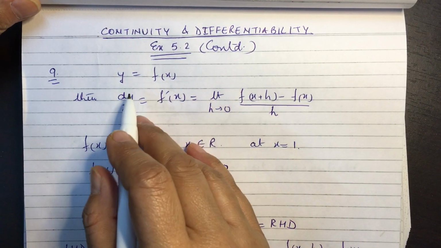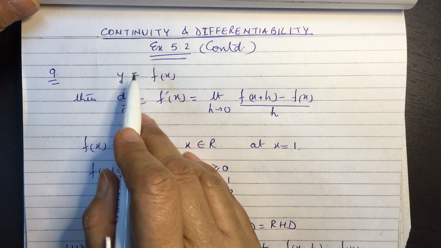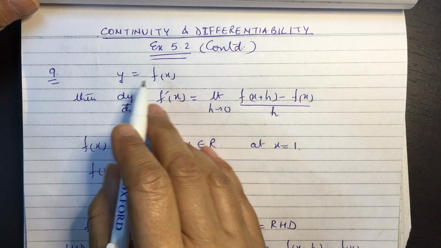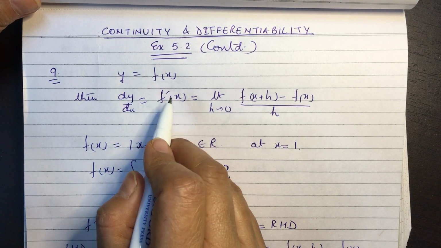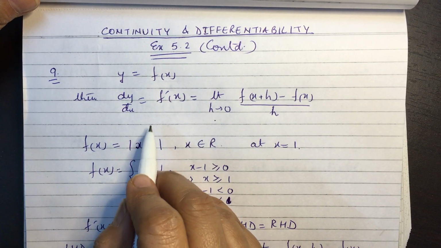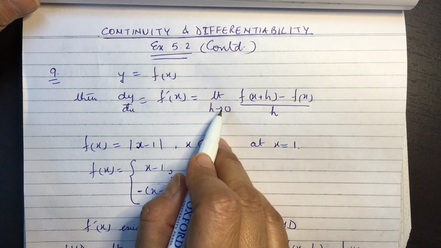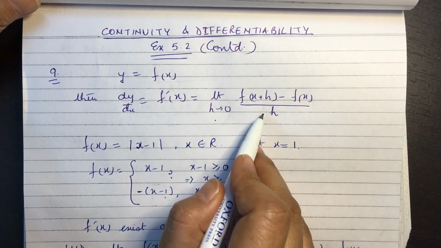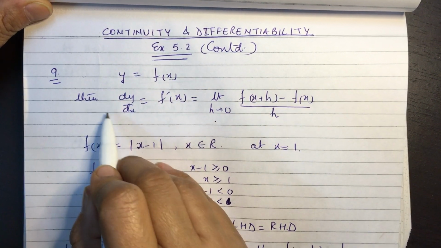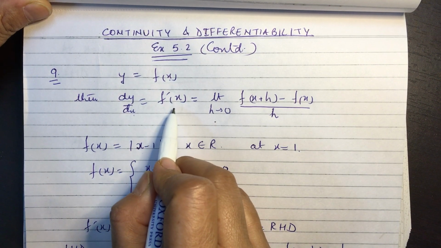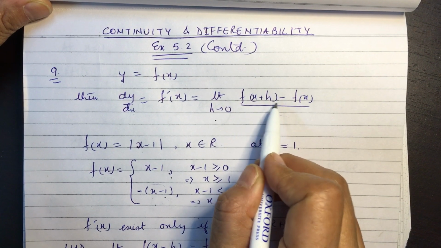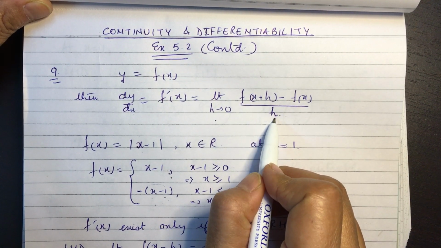Let us now continue with a very important concept which we are going to use in question number 9 and 10. In question number 9, we are going to do the questions from the basic principle. That is, in order to check whether the given function is differentiable or not, we will check by the basic principle. We know that if y equal to f(x) is a given function, then the derivative dy by dx equal to f'(x) is defined as limit h tending to 0 [f(x plus h) minus f(x)] upon h.